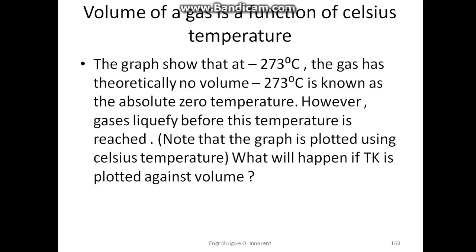Note that the graph is plotted using Celsius temperature. What will happen if T in Kelvin is plotted against volume? You see that we will have a very good straight line that will have an intercept at the origin, as we start from the origin in fact.